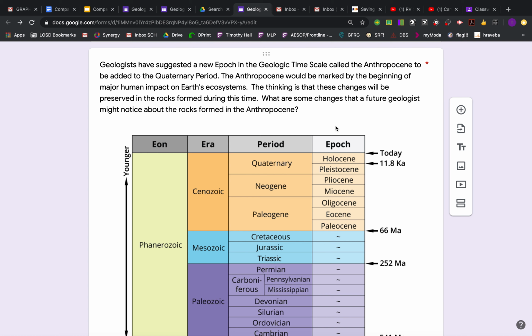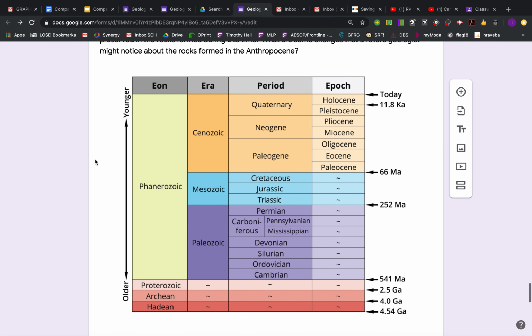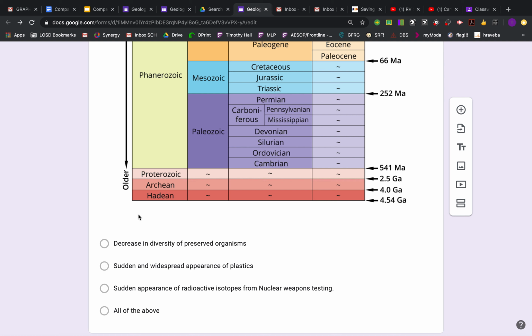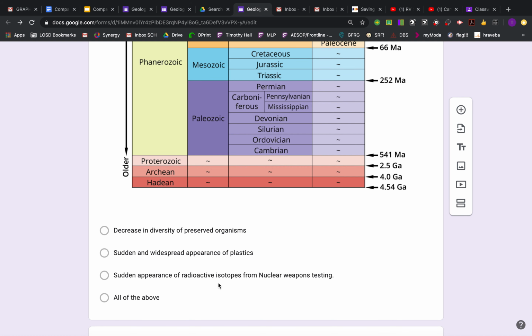I mean, I'm saying this new critter comes along 1 billion years after we're gone. It would be very easy to spot that some massive changes had occurred on the planet. And that's not just ruins of humans and whatnot. That's just the rocks. It's everything in the rocks. So what would you see? Well, you'd see a decrease in diversity of preserved organisms. You'd see sudden and widespread appearance of plastics. And you'd see the sudden appearance of radioactive isotopes.